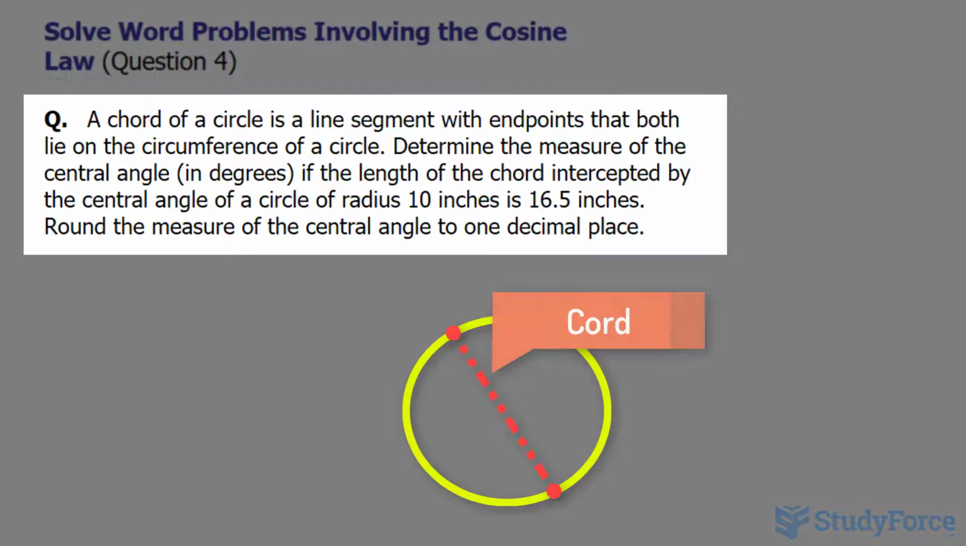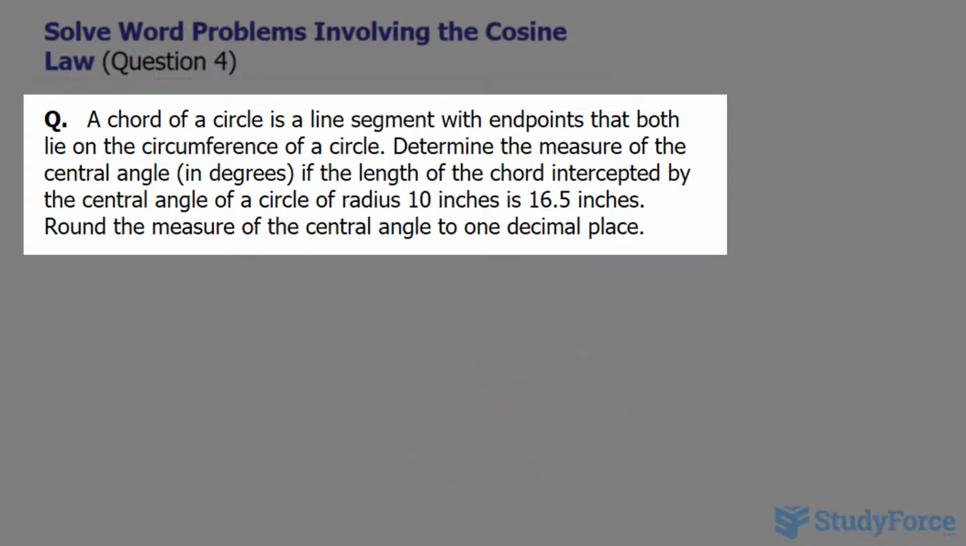Determine the measure of the central angle in degrees if the length of the chord intercepted by the central angle of a circle of radius 10 inches is 16.5 inches. Round the measure of the central angle to 1 decimal place.